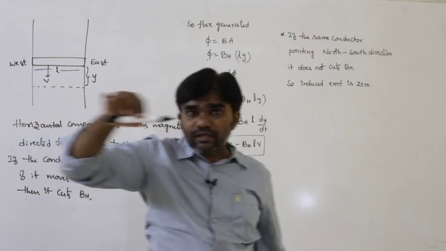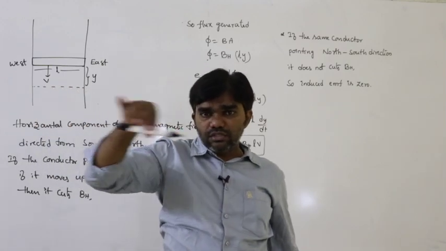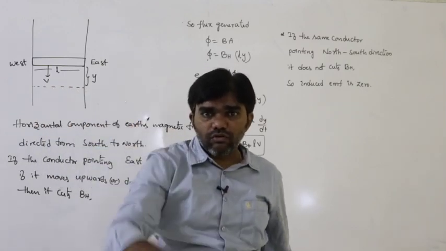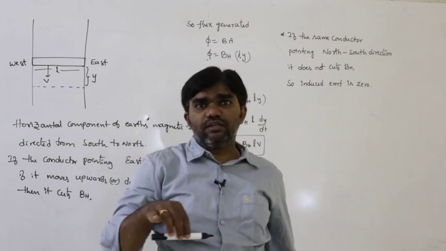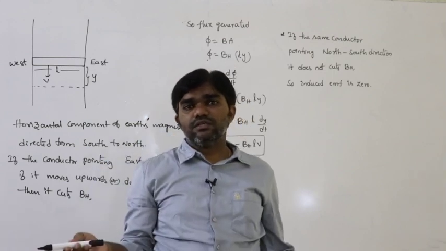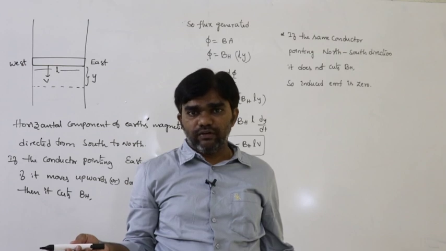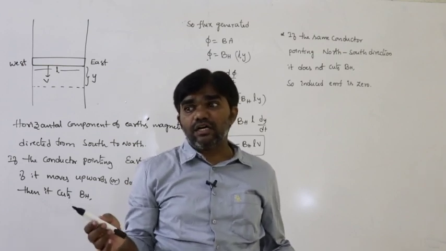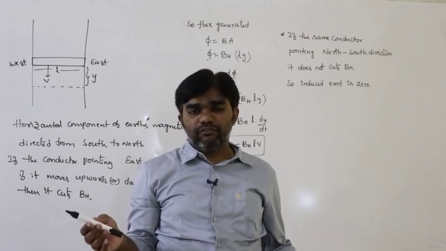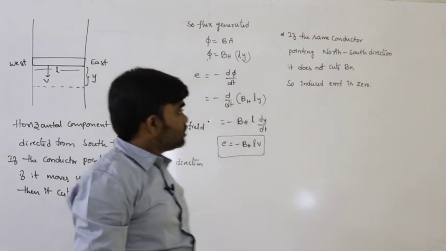But if the same conductor is pointing in the north-south direction, south-north direction, and it moves downwards or upwards, or inwards like this, it does not cut the horizontal component of Earth's magnetic field. So there is no induced EMF in this situation.